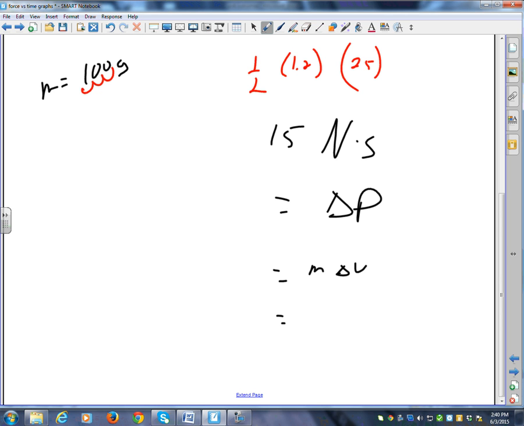It's a good thing I don't get paid by the result. 0.1 times delta V is equal to 15. Pretty fast. Yeah, that would be going 150 meters per second.